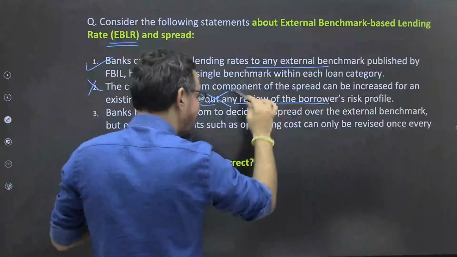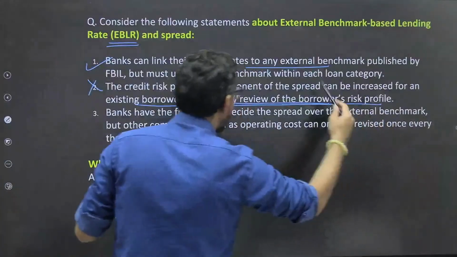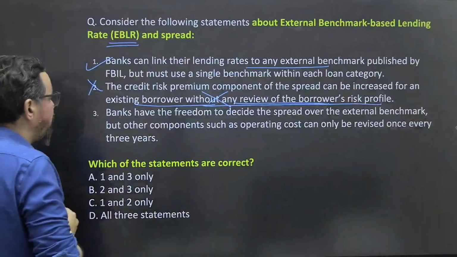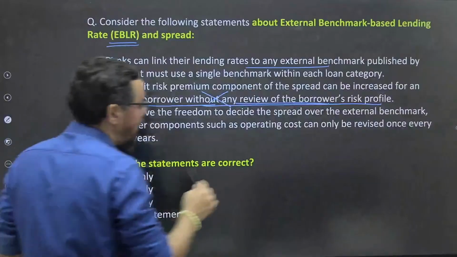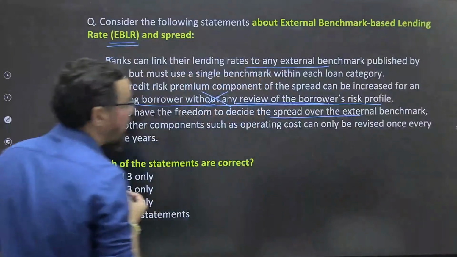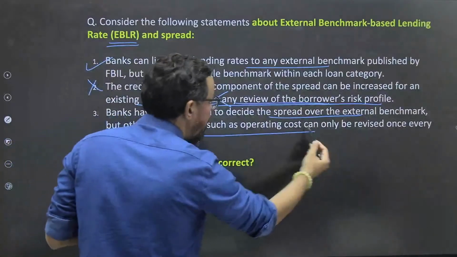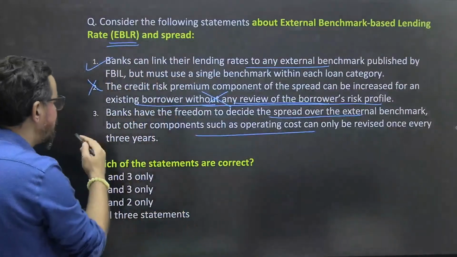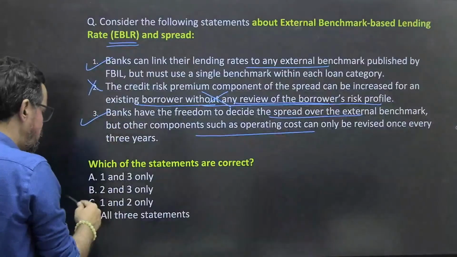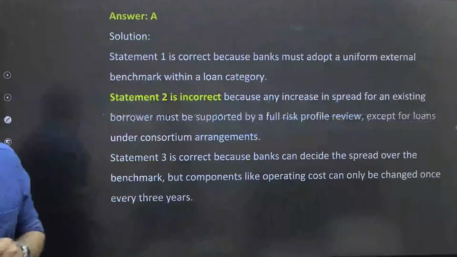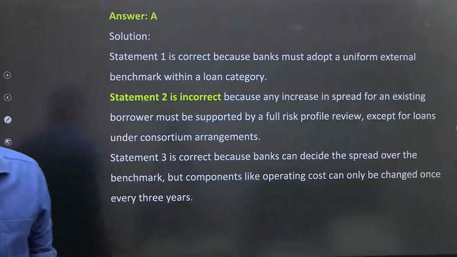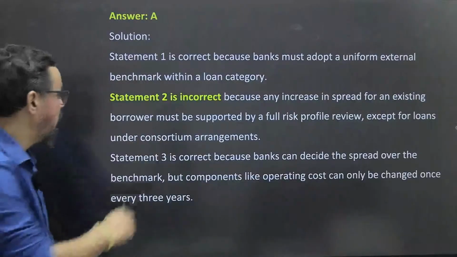We can increase the spread, but we have to review this particular area. ठीक है? Banks have the freedom to decide the spread over the external benchmark, but other components such as operating cost can only be revised once in 3 years too. So 1 and 3 should be the right answer. A should be the right answer for this one, not C. Okay, people, A is the right answer, guys.